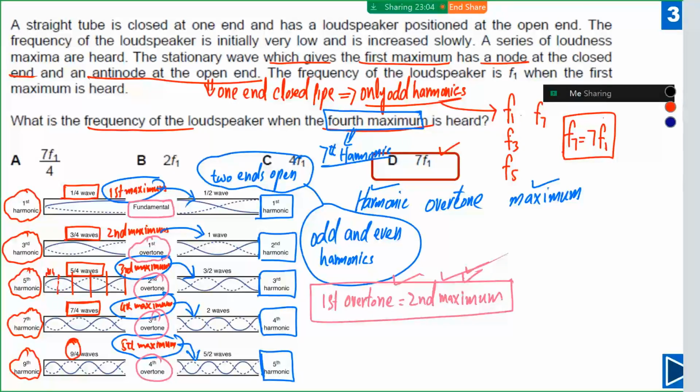Let's go to the next one. This slide is very important. You can take notes of this, or take a screenshot for your future reference, because it is very important. I have explained a lot of points because most students are confused. They don't understand the difference between maximum, the difference between harmonic and harmonic number, and also overtone. If you understand these things, these questions are quite straightforward. Let's move on to the next one.